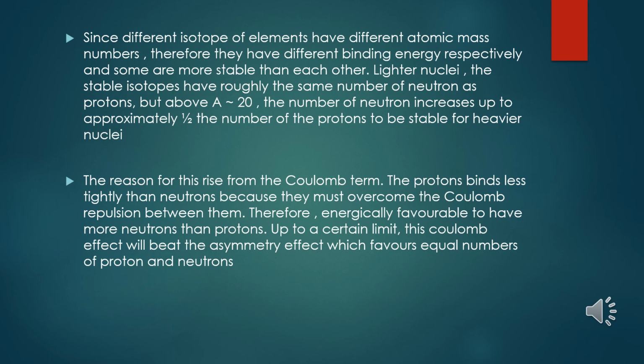For lighter nuclei, the stable isotopes have roughly the same number of neutrons as protons, but above A of roughly 20, the number of neutrons increases to approximately more than the number of protons to be stable for heavy nuclei.